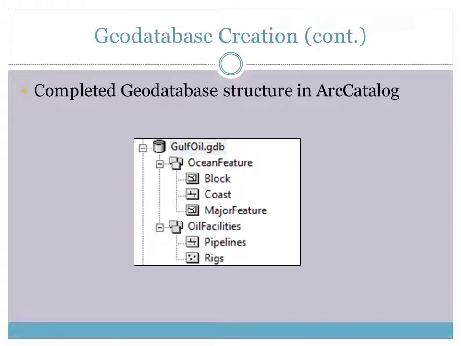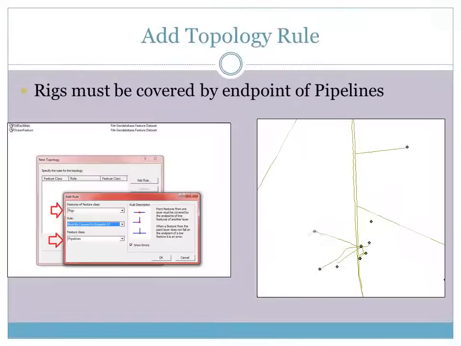As you can see, I have completed my geodatabase structure in Arc Catalog. My geodatabase contains 2 separate feature datasets, one for Ocean Feature, one for Oil Facilities. The Ocean Feature dataset contains 3 feature classes for Block, Coast, and Major Feature. The Oil Facilities feature dataset contains 2 feature classes for pipelines and oil rigs.